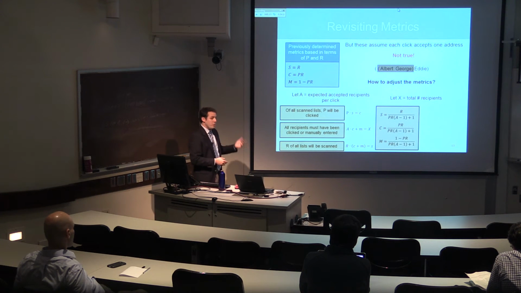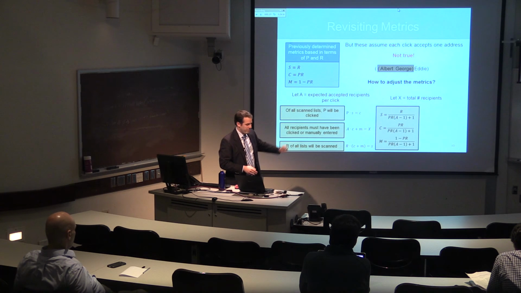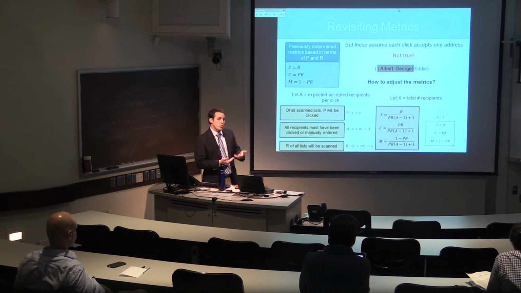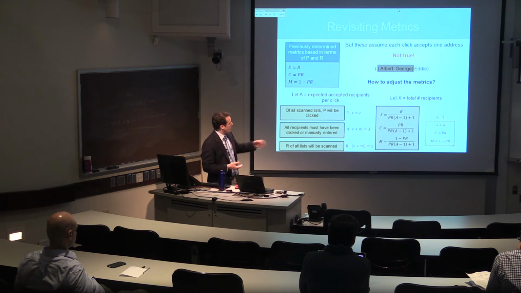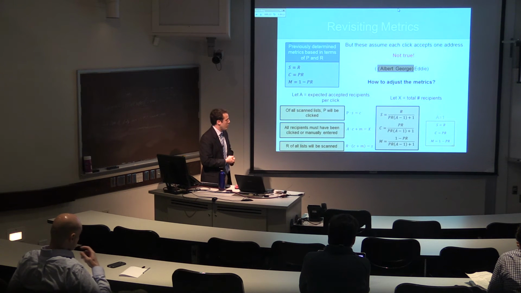We then solve for S, C, and M and normalize with respect to X to give us the following formula. And we then, as a sanity check, set A equal to 1, or assume that each click would accept one recipient, matching it to the flat recipient case. And we see that our formula matches the previous case, giving support for our new derivations.